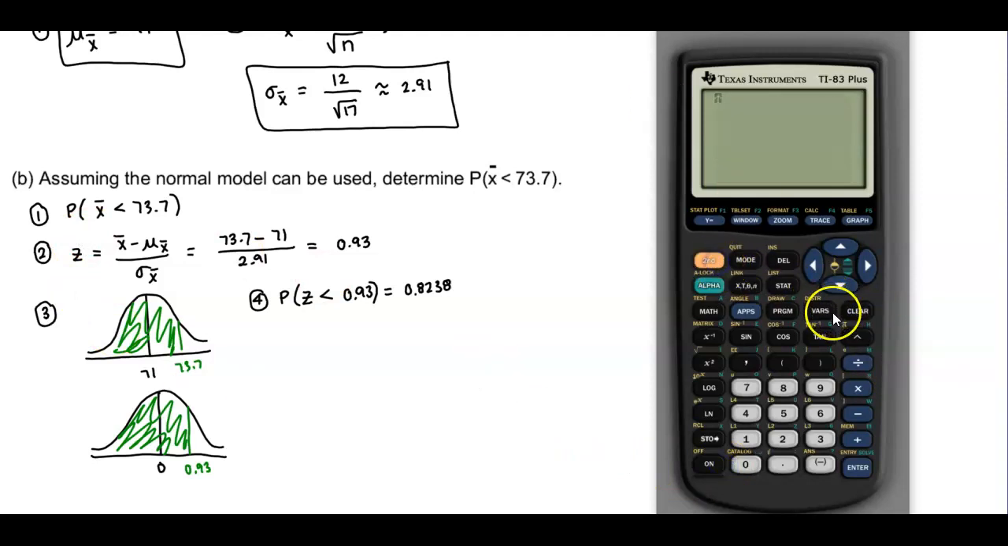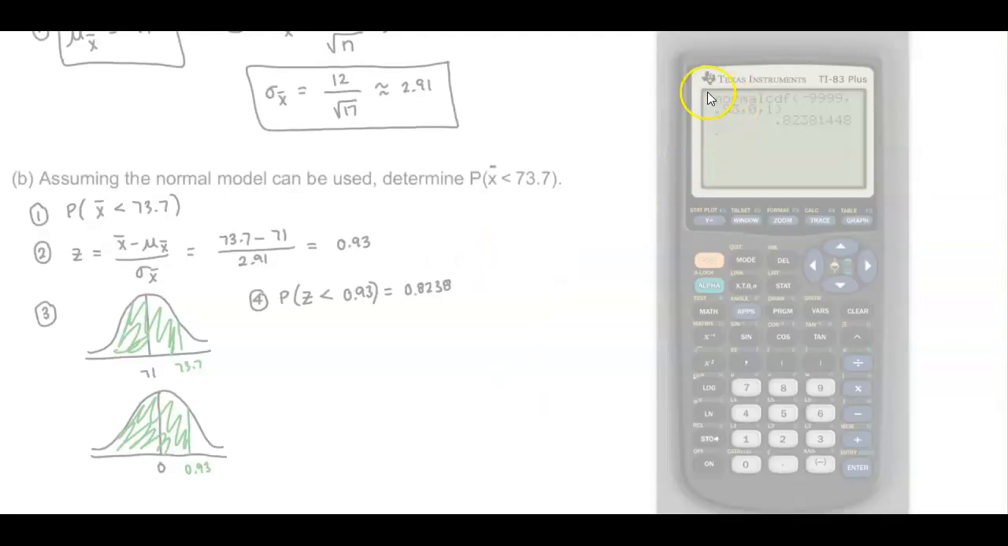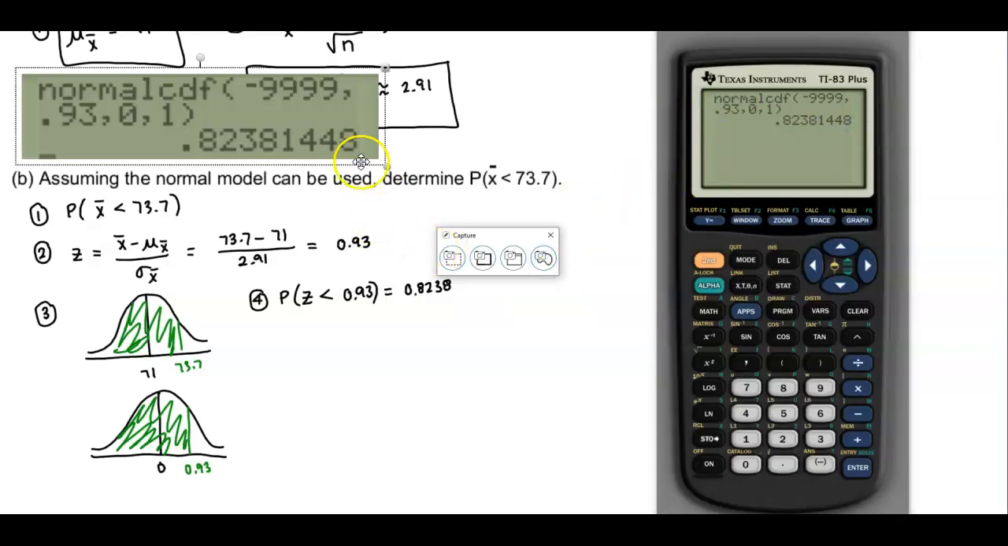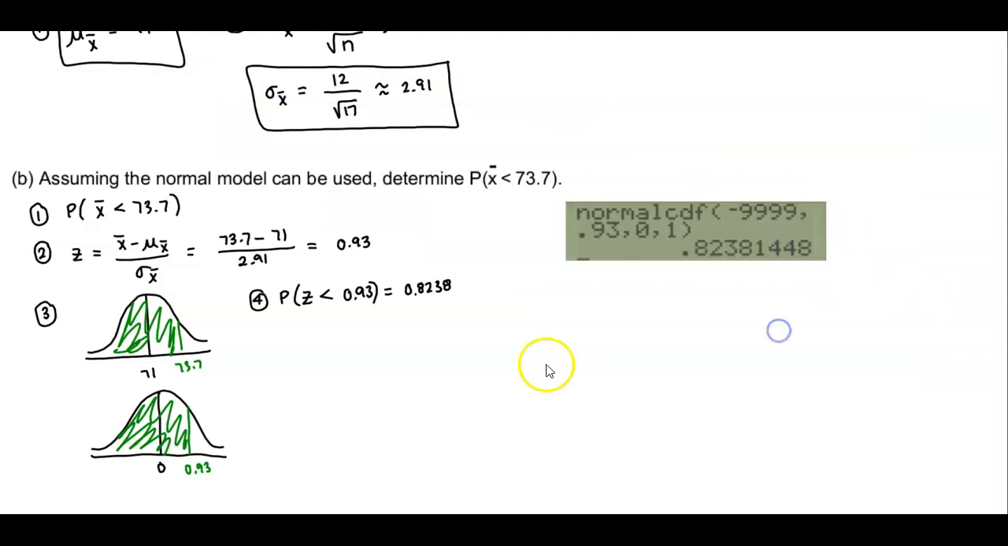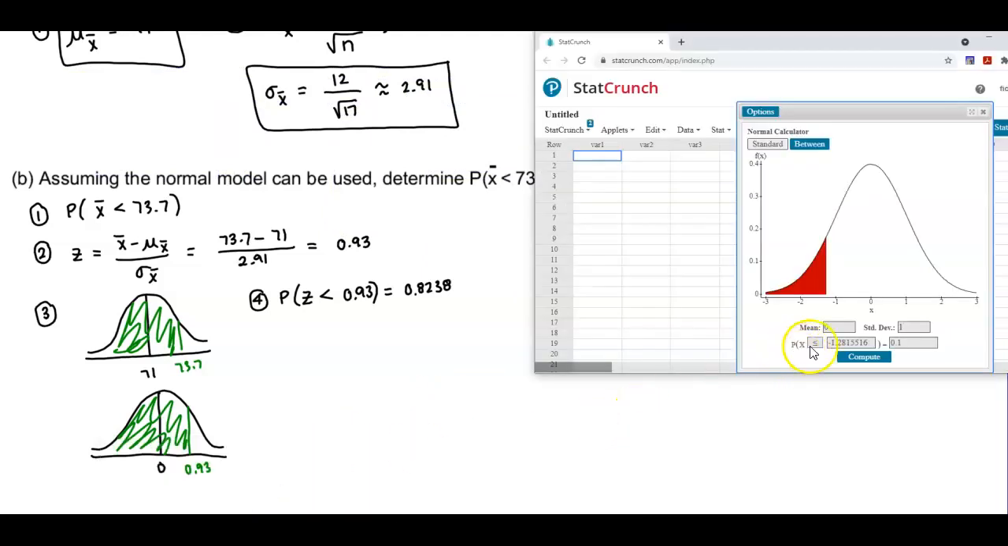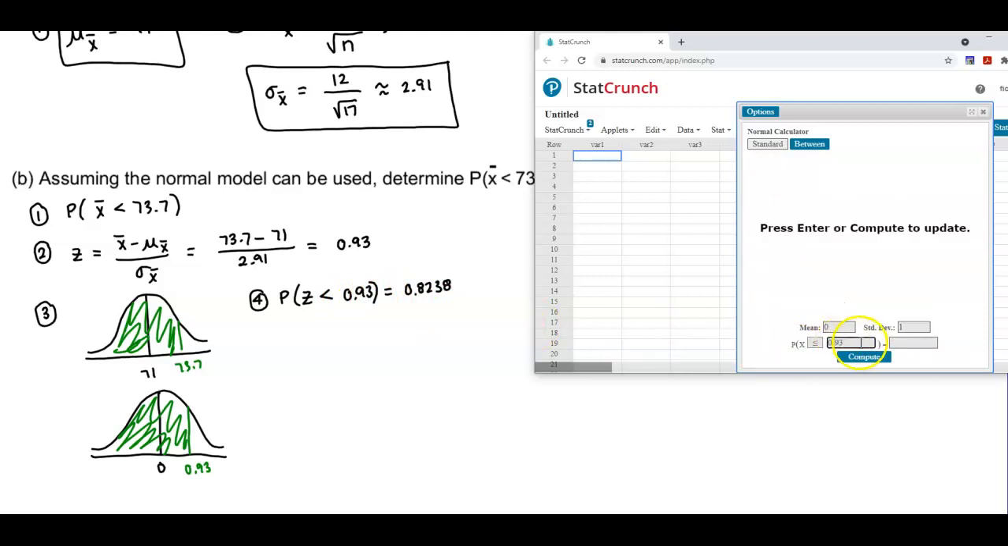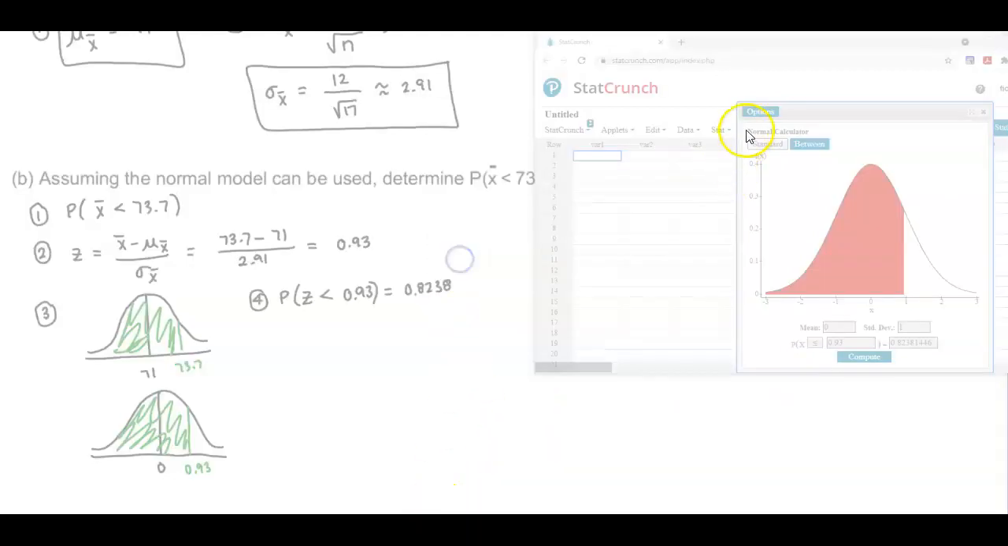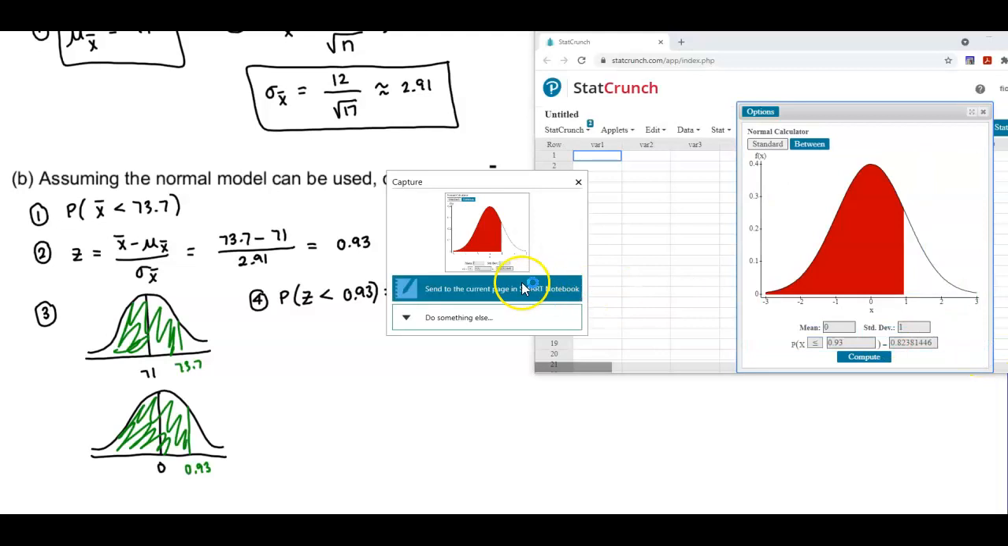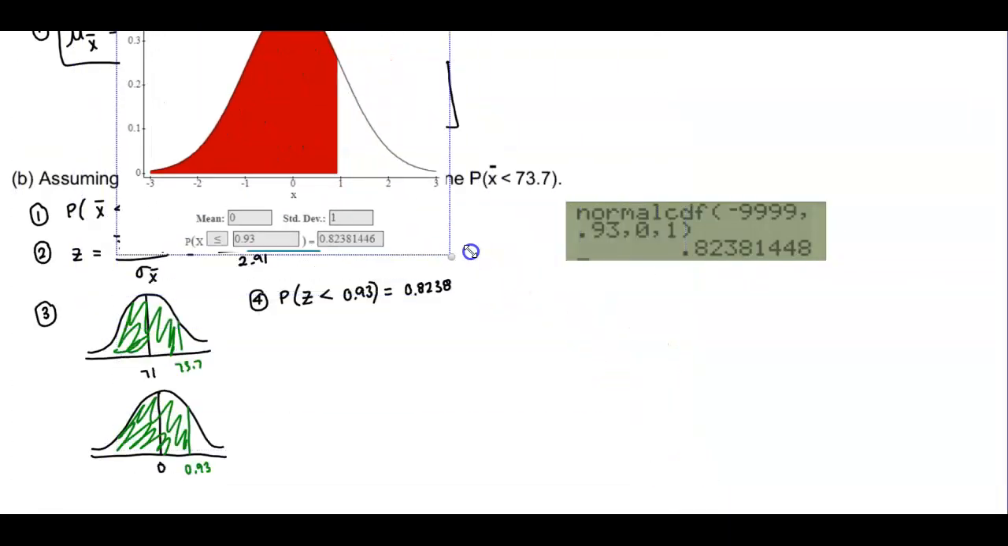Now, if we wanted to use the calculator here, then we would use the normal CDF with a lower bound of -9999, an upper bound of 0.93, a mean of 0 and a standard deviation of 1. And there we get the same probability that we got by using a table. And if we wanted to use StatCrunch, our mean is 0, our standard deviation is 1, and we want to find the area less than the z-score of 0.93. And there is our area and our probability.